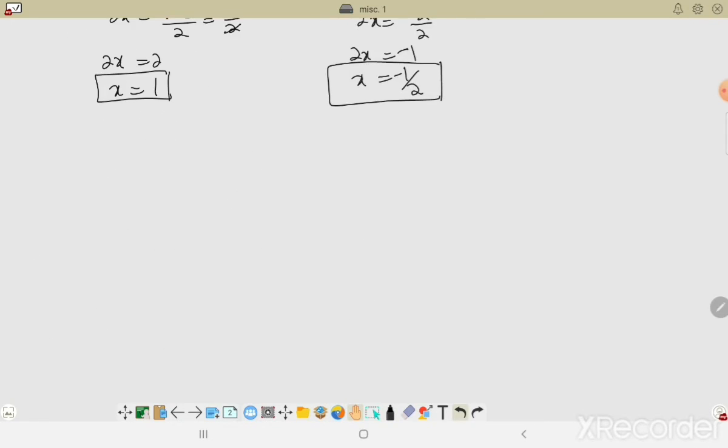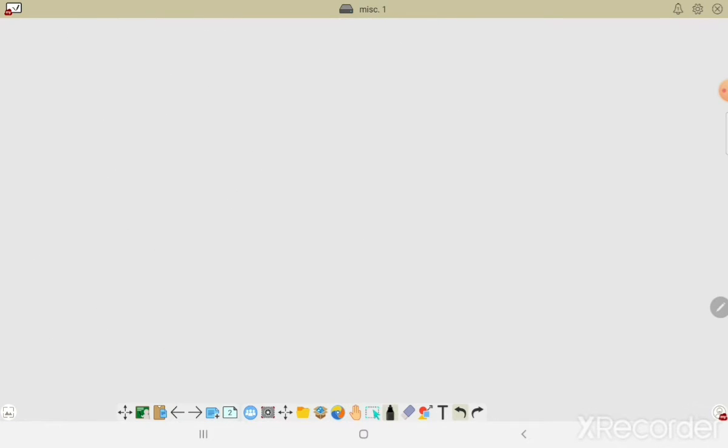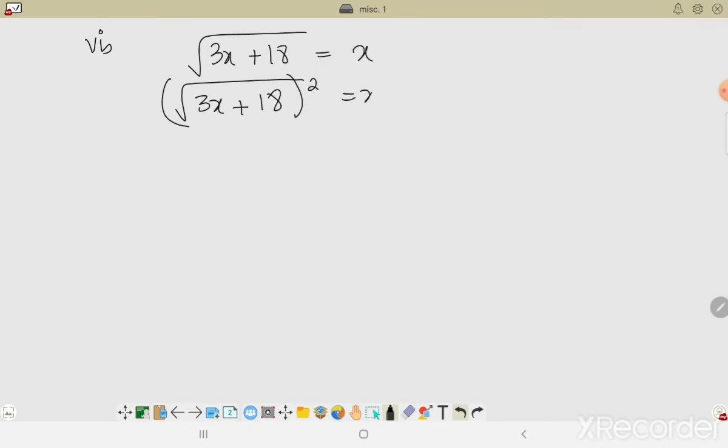Let's solve another part. Another part is the radical equation. So solve the square root of 3x plus 18 equals x. How do you solve it? We'll do the squaring on both sides so that our root gets cancelled, and we are left with 3x plus 18 equals x square.